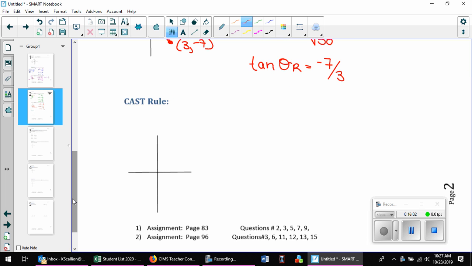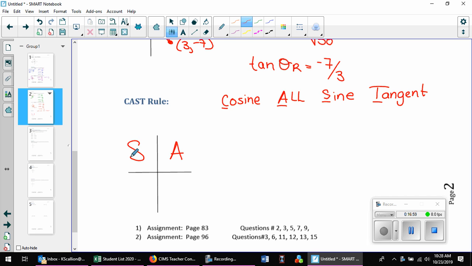Okay, so this is called the cast rule. Cast rule. Cast. Cosine, all, sine, tangent. Okay, so in quadrant 1, how many trig ratios were positive? In quadrant 1, all. In quadrant 2, which trig ratio was positive? Sine. In quadrant 3, tangent, and in quadrant 4, cosine.